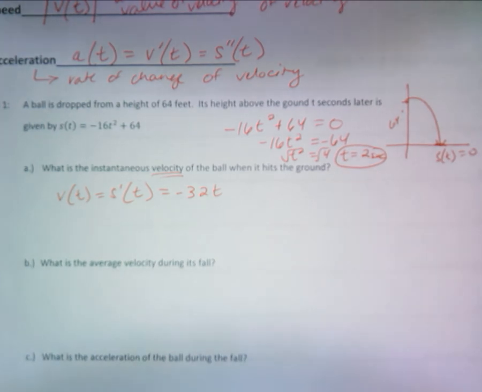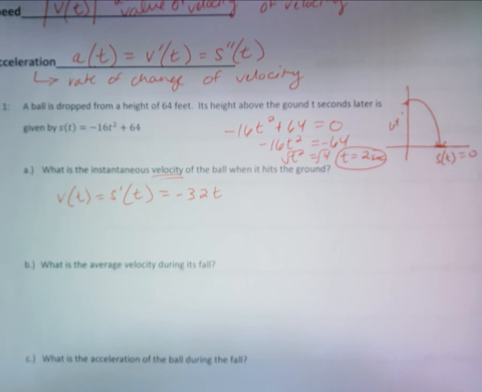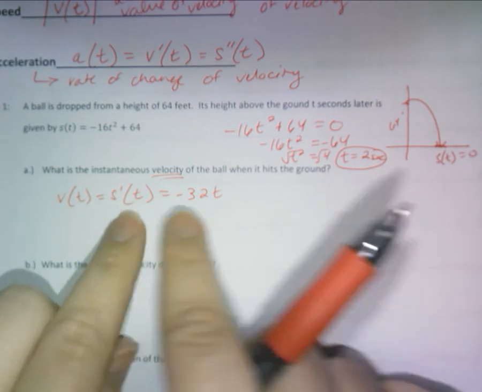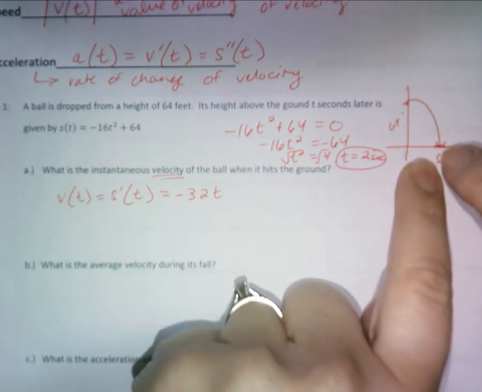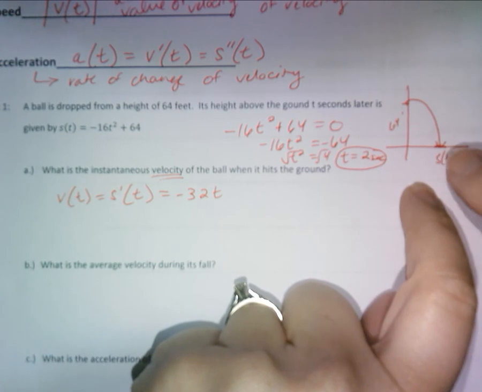So after 2 seconds, I've dropped this ball. Boom. 2 seconds later, it's on the ground. It's at ground level 0. So what is the velocity? What is that magnitude of that speed at which it is hitting the ground?